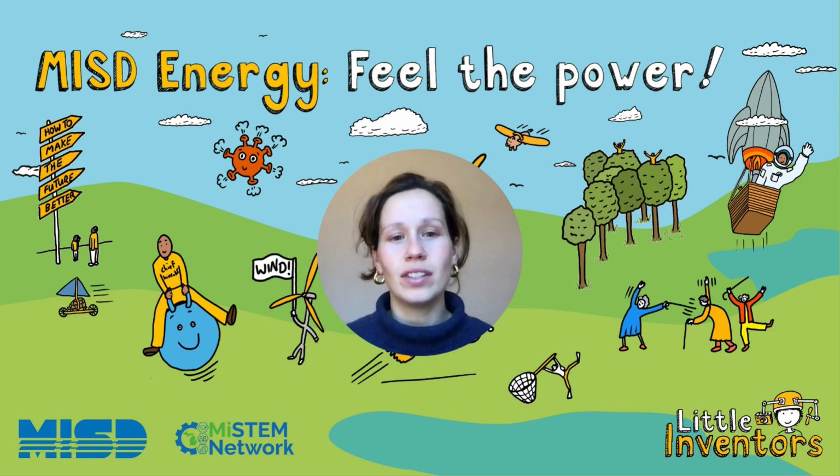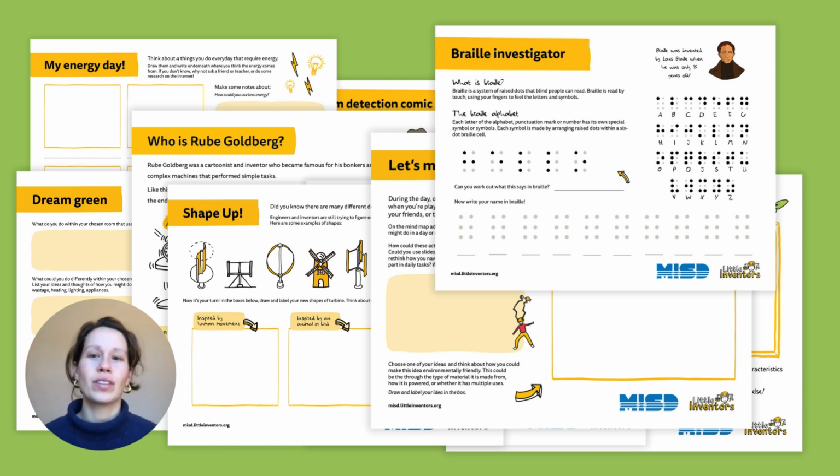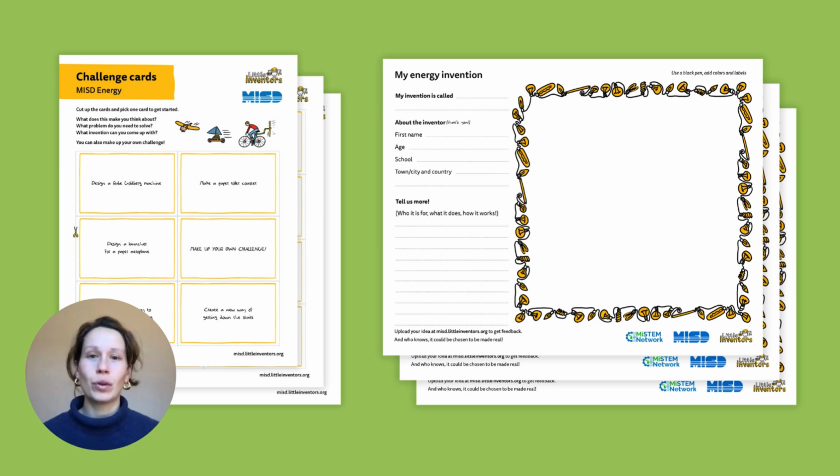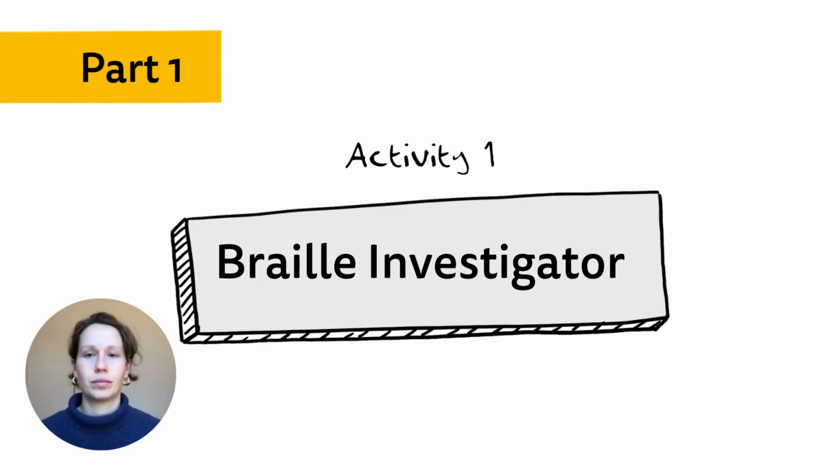This is your guide to using the activities included in the resource pack and how to get the best out of them with your class. Each of your students will need a printed inventor's log to get started. In the inventor's log, you will find 9 different activities. You'll also find a set of challenge cards and 3 identical invention drawing sheets. I'm going to take you through the activities and tell you how to get the best from each one.